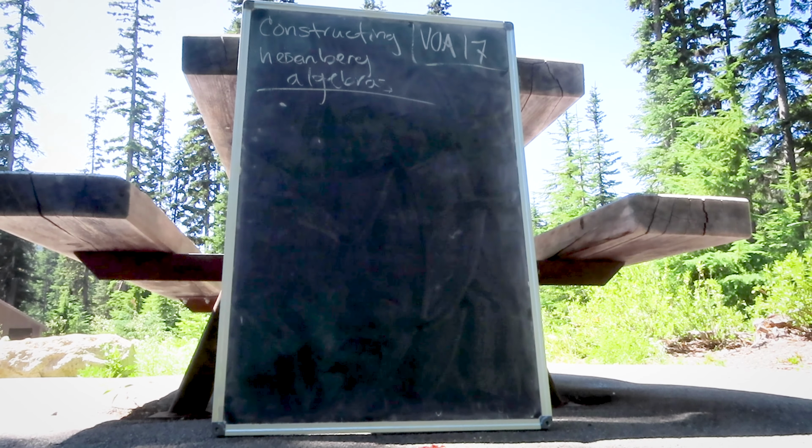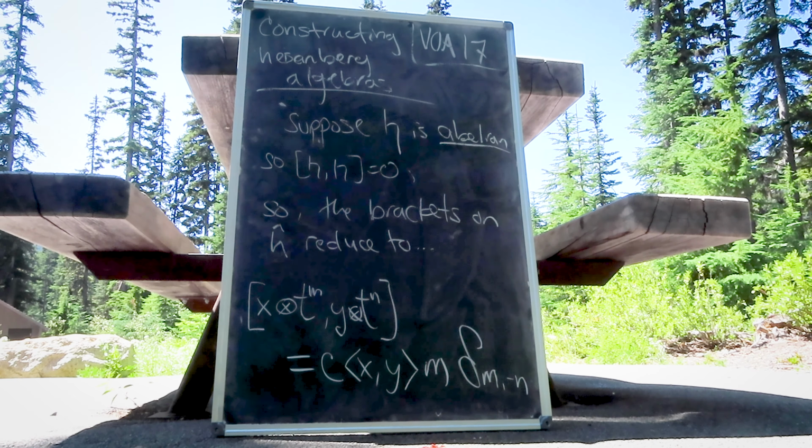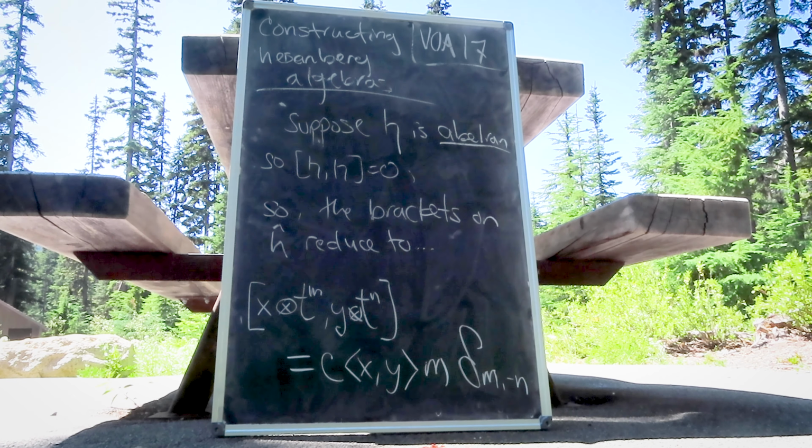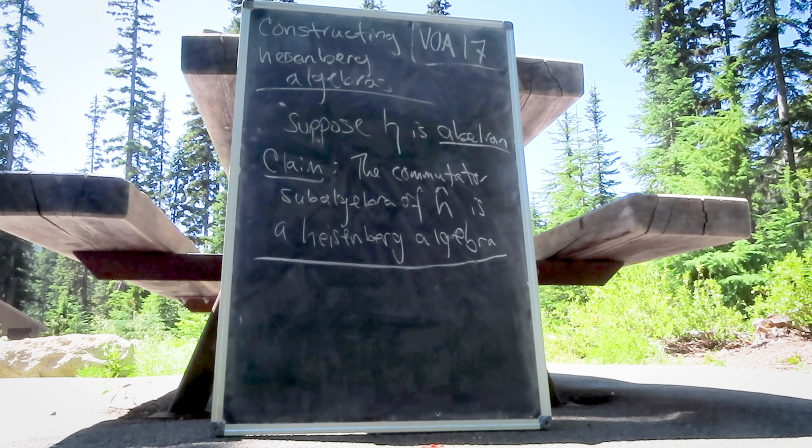Now for today's construction. Suppose that H, the underlying Lie algebra, is abelian. We claim that the commutator subalgebra of H hat is a Heisenberg algebra.